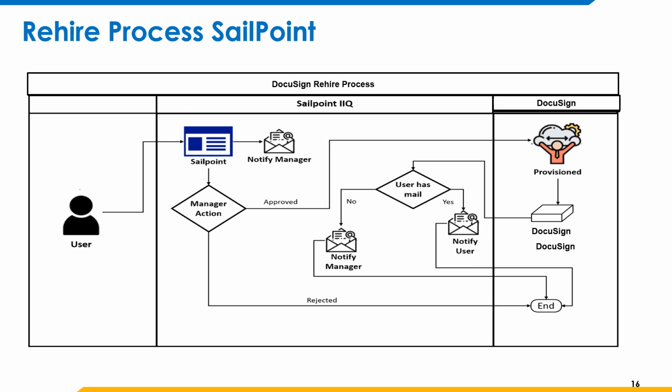The request will be routed to the requester's manager for approval. Once approved, the changes will be reflected in the IIQ targeted application. If the requestee is rejected, then this process will be stopped. If the requestee is approved, the separation date will be updated as per the request.